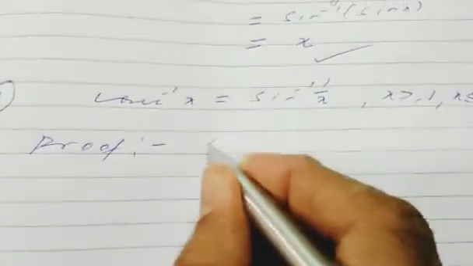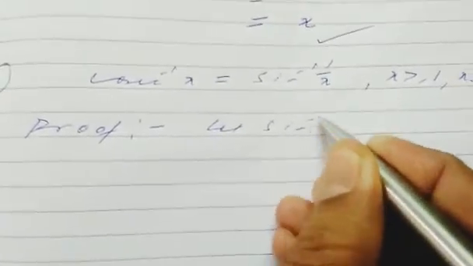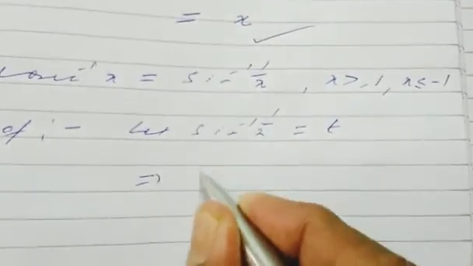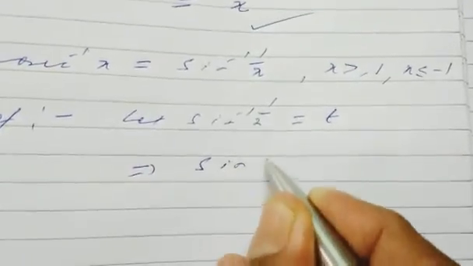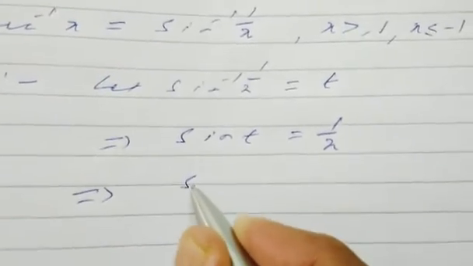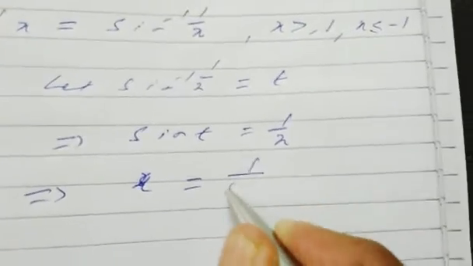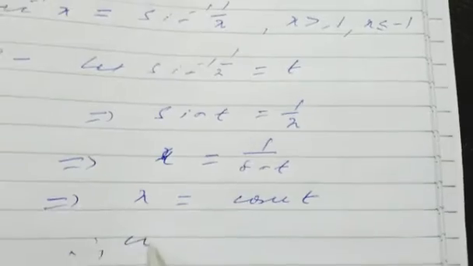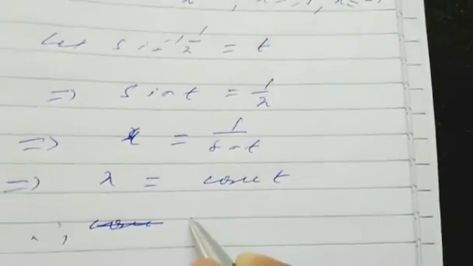Let sine inverse of 1 by x be equal to t. This is sine t is equal to 1 by x. This implies x is equal to 1 upon sine t, and this is x is equal to cosec t. Therefore t is equal to cosec inverse x. So in this way we can prove it. So these are the results.